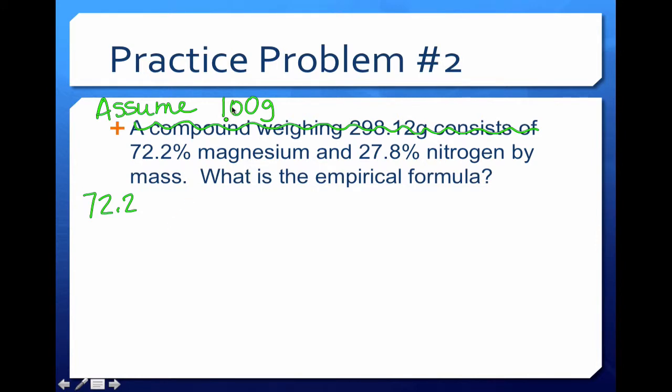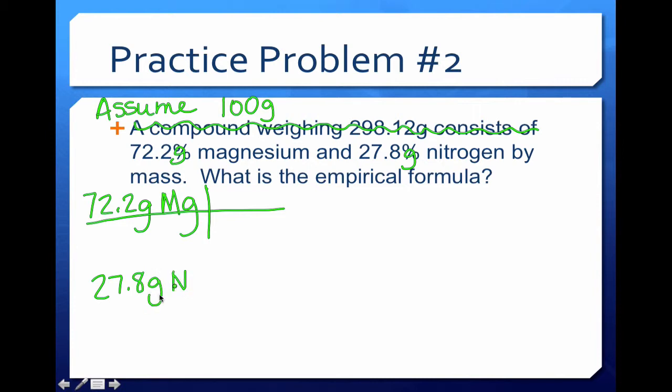If I assume I have 100 grams of the sample, then I have 72.2 grams because the percentage will match the grams. So that first step of that rhyme where it says percent to mass, it's as easy as taking the percent signs and just changing them into grams because we assume 100 grams, so it makes the math really easy. So we have 72.2 grams of magnesium, and then we have 27.8 grams of nitrogen.